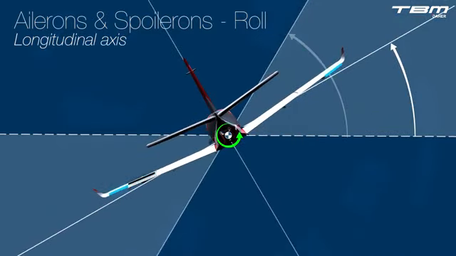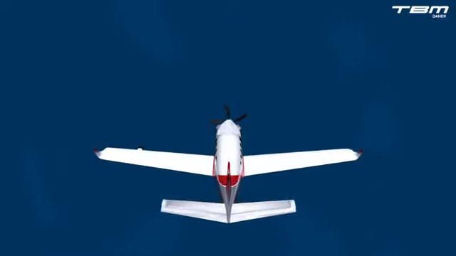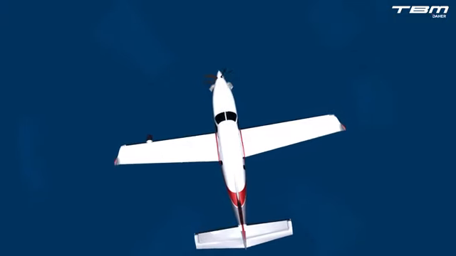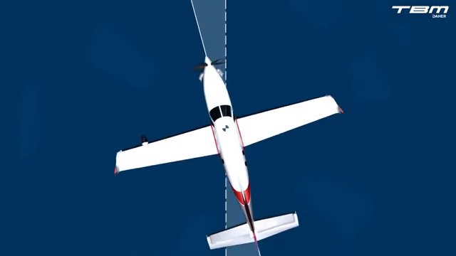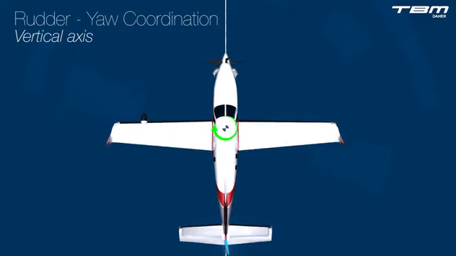Meanwhile, integrated spoilerons augment roll control by spoiling lift on the descending wing and at the same time counteracting adverse yaw created by the lifting aileron. Yaw coordination about the vertical axes is maintained with the rudder. Adjusting the airplane's orientation with the wrong primary flight control leads to uncoordinated flight.